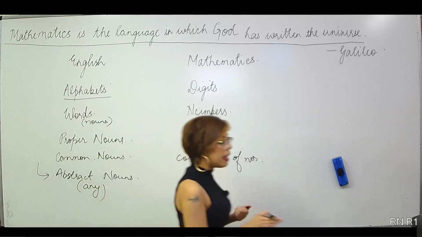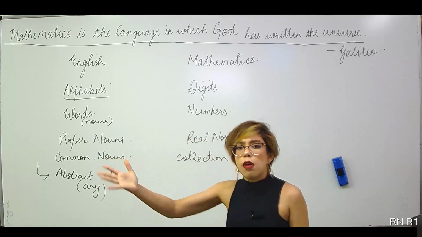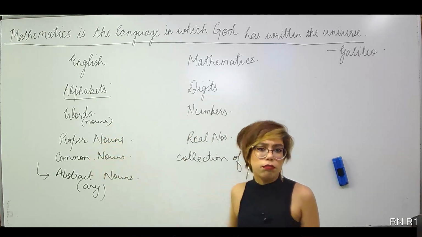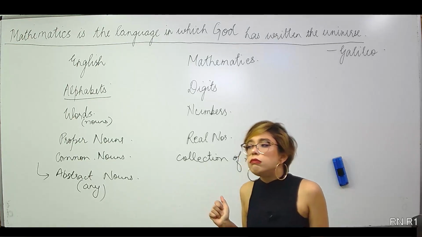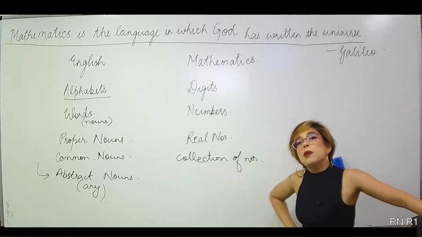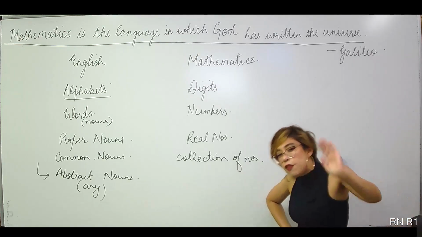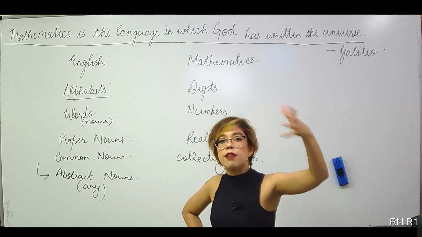I can say that any number is either even or odd. Or I can say any number is either prime or composite, or it is number one. So the word "any", does it refer to something specific? Any number is either even or odd.